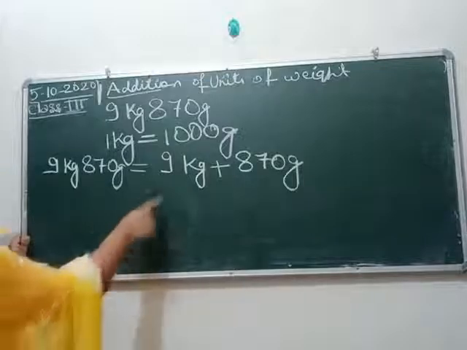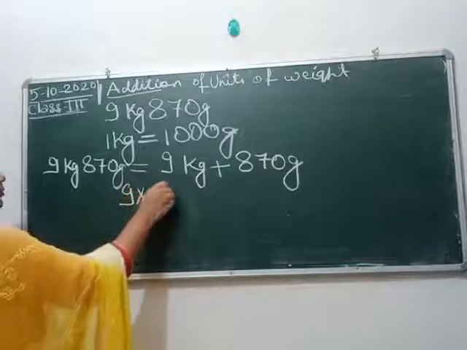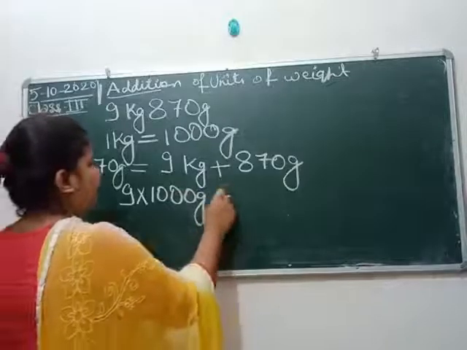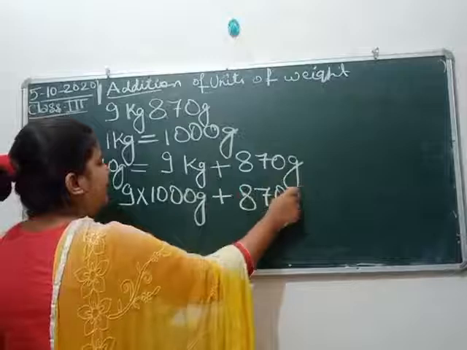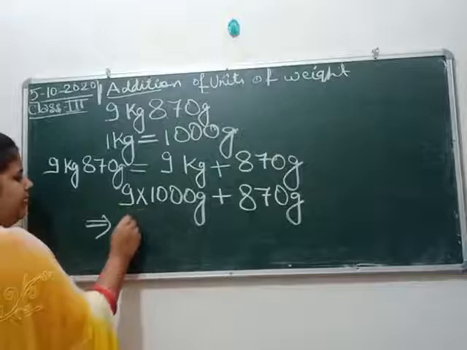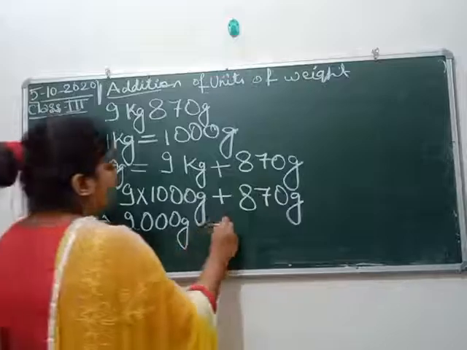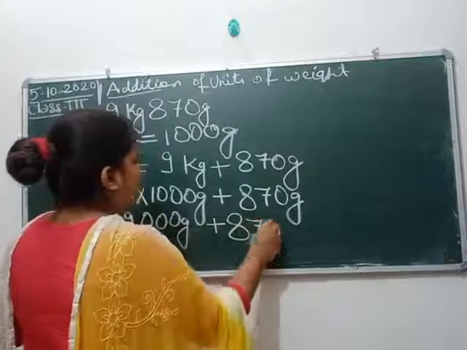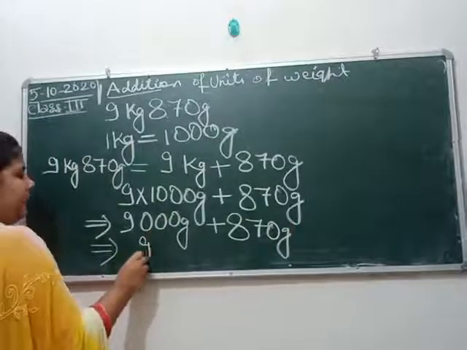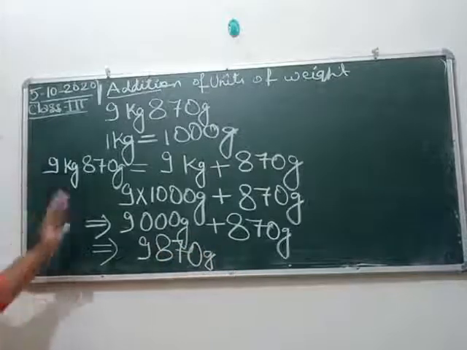Now see, 9 kg. We will convert it as 9 into 1000 gram, plus 870 gram. 9 into 1000 gram, you will get 9000 gram. 9000 gram plus 870 gram. 9000 plus 870, we will get 9870 gram. So this is how we convert.